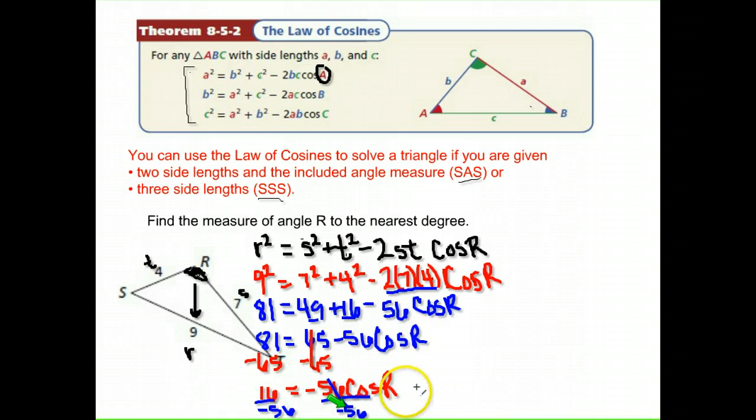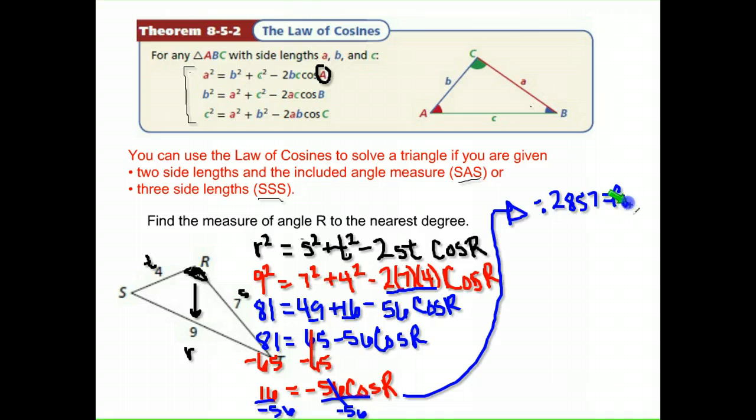Okay, well, what do we get? I'm going to run out of room, so I'll move what I have left up here. 16 divided by negative 56 gives me about negative 0.2857, and that's equal to the cosine of r. Leave that in your calculator, because the less rounding we do, the better.